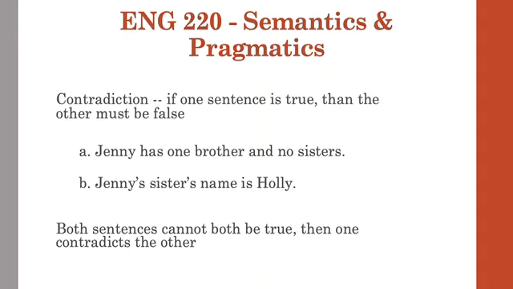Okay, so another semantic entailment is contradiction. If one sentence is true, then the other must be false. So, for example, Jenny has one brother and no sisters. Jenny's sister's name is Holly. So if A is true, then it means that B cannot be true. So this is called contradiction. Both sentences cannot be true, otherwise one contradicts the other.